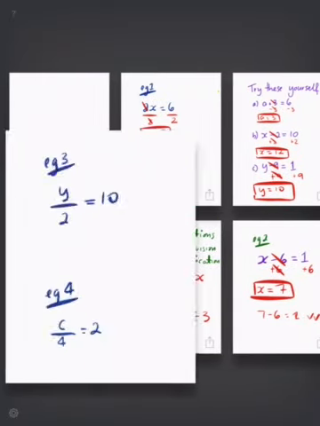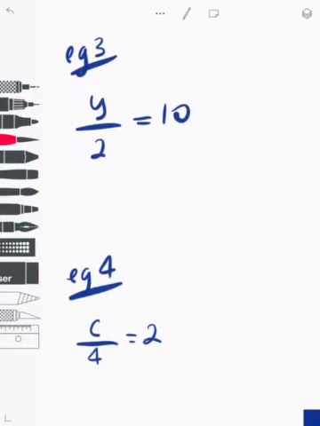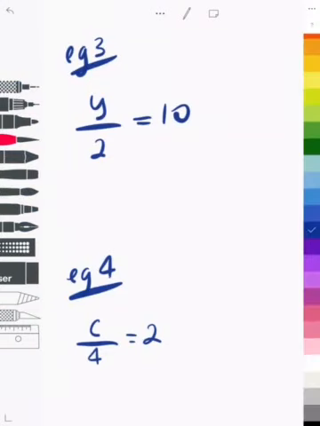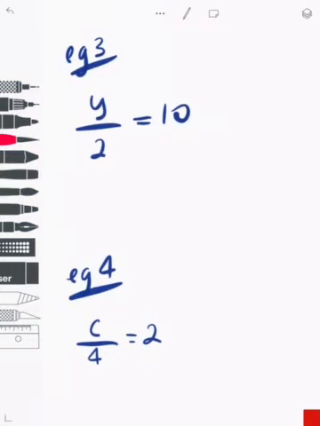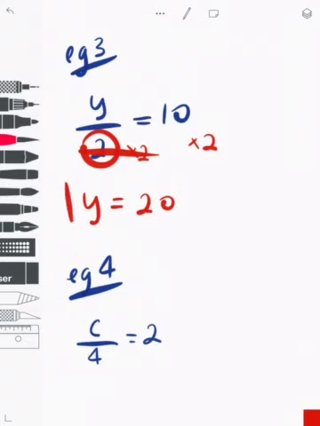Now let's go through some division questions here. I have y divided by 2, or y over 2, equals 10. Now remember, the opposite of division is multiplication, or the inverse of division is multiplication. So I can get rid of this 2 here by timesing, or multiplying, both sides by 2. In doing that, that cancels out. I'm left with y equals 10 times 2, which is 20.